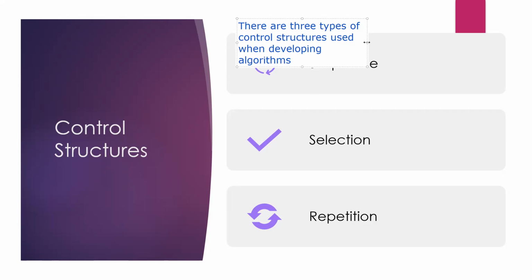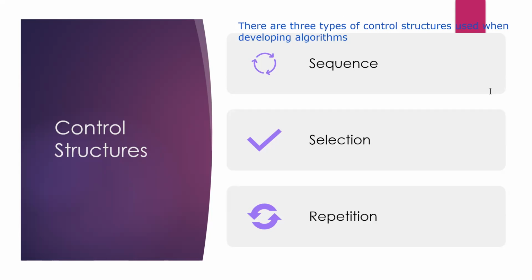There are three types of control structures used when developing algorithms. They are sequence, selection, and repetition. So basically what we are trying to tell here is, when you write a flowchart, there are three types of control structures. Each structure is slightly different from the others: sequence, selection, and repetition.